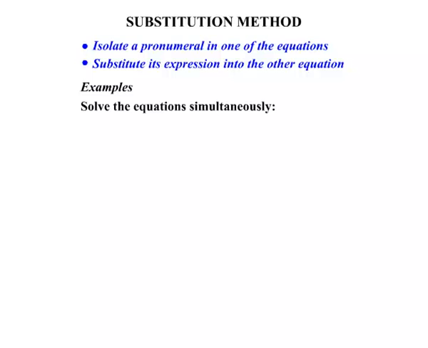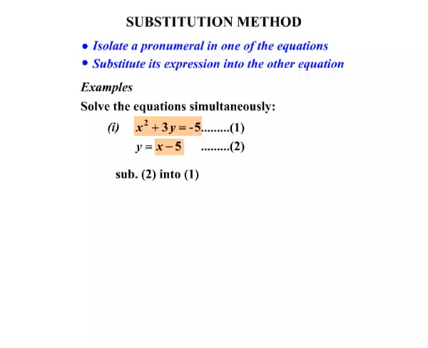Examples. We are asked to solve the equations simultaneously. The first one here is x squared plus 3y equals minus 5 and y equals x minus 5. Now we can see in that second equation the y is already by itself. So we're going to replace the y in the other one with x minus 5. So we substitute equation 2 into equation 1. Where we see the y, we replace it with x minus 5, and we get x squared plus 3, and then in brackets, x minus 5, equals minus 5.